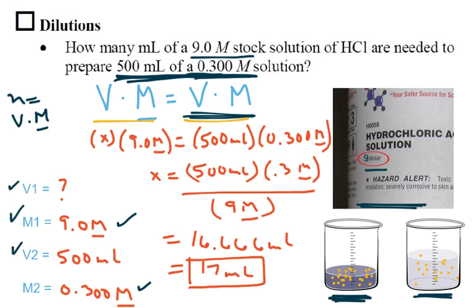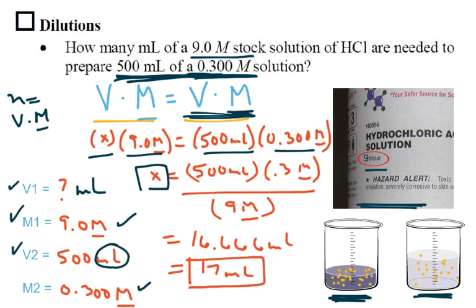So we just substitute in. We say that if we had a 9 molar stock solution, what volume do we need in order to get 500 milliliters of 0.3 molar solution? And then we just solve for x. Now notice in this case that x, the volume, does not have to be in liters. As long as these 2 units match, they're going to cancel out of the equation anyway. So the molarity has to be in molar, but the volume could be liters or milliliters.